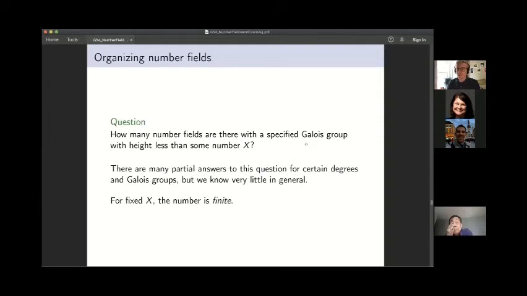So one thing that will hopefully convince you that this question is actually reasonable or interesting is that for a fixed x, the number is always finite. So now when I say let's count things, the number that you count will be just some number and not infinity. So hopefully that makes it interesting.